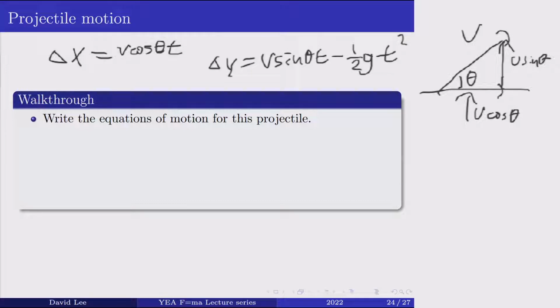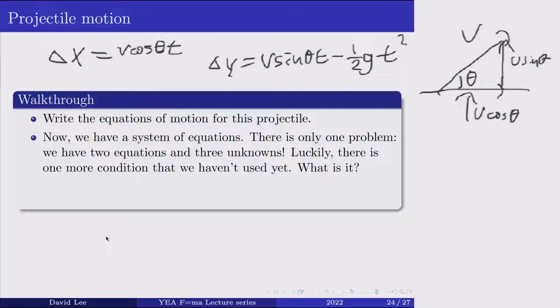All right, now what's the second step? We have a system of equations here, but we have a problem, because we have a few unknowns. We know v and we know theta, but we don't know what delta x is, we don't know what delta y is, and we don't know what t is. But there is one condition that we haven't used yet. So what is this condition?